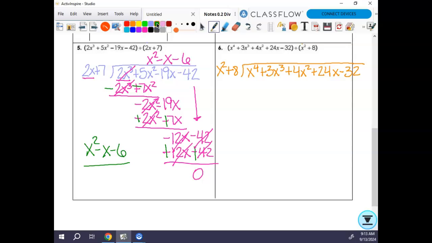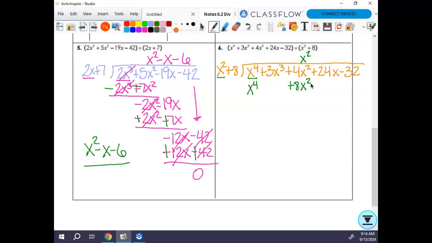All right, so I take x to the 4th and I divide it by x squared, and what do I get? X squared. So you have to put it above the x squared term. You need to line them up, right? So then I take x squared times x squared. That gives me x to the 4th. I got to line that up also. Then x squared times 8 is 8x squared. Line that up correctly. It's a positive 8x squared.